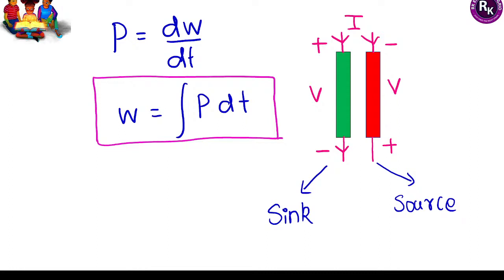The next one is the power relation. P = dW/dt, as we saw. From this, if the power is given and you want to calculate the energy, this will be the formula.